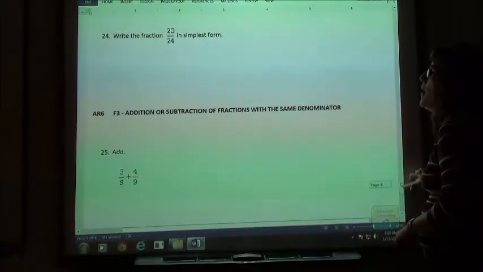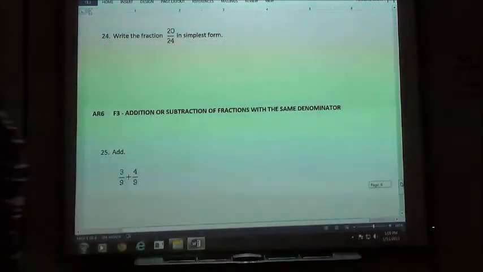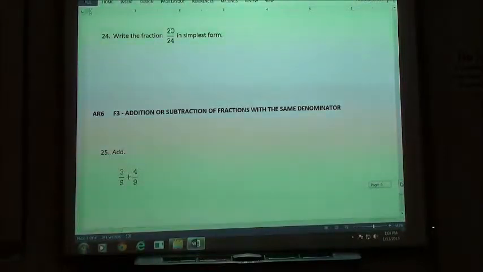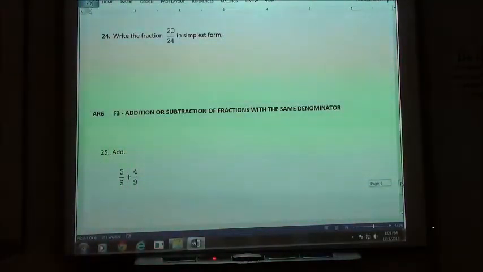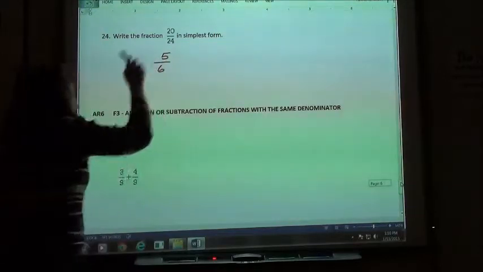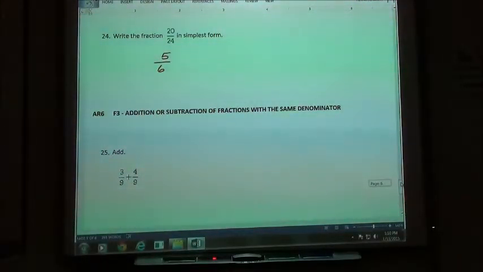So go ahead on your paper and reduce 20/24 down to simplest form. What'd you come up with? 5/6. Good, that's what I came up with too. I could divide them both by 4 right away, and I get 5/6.